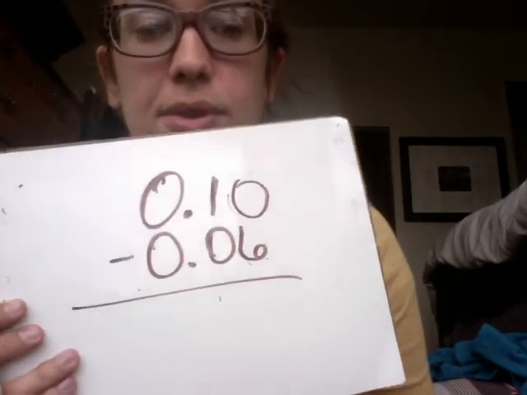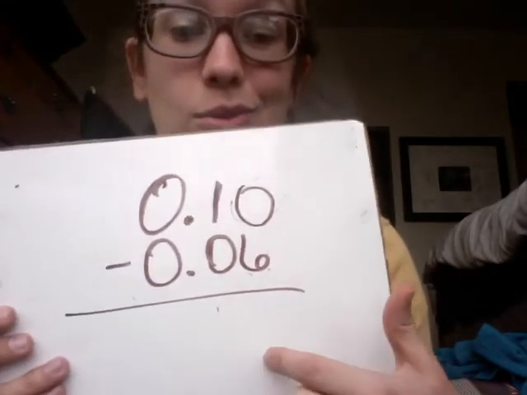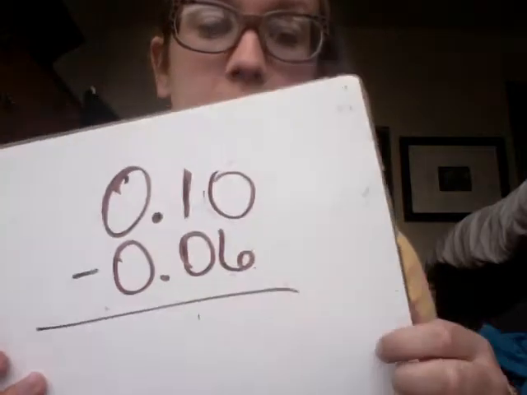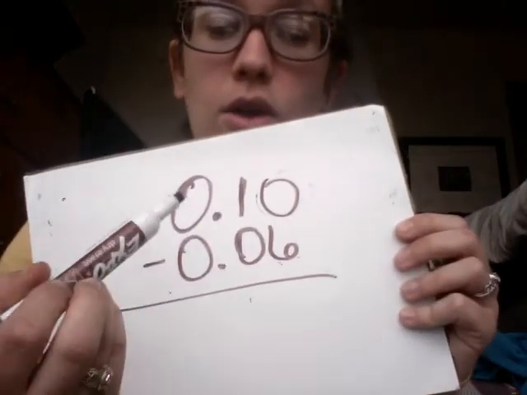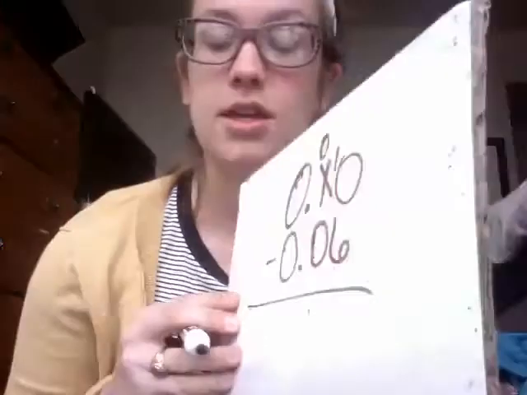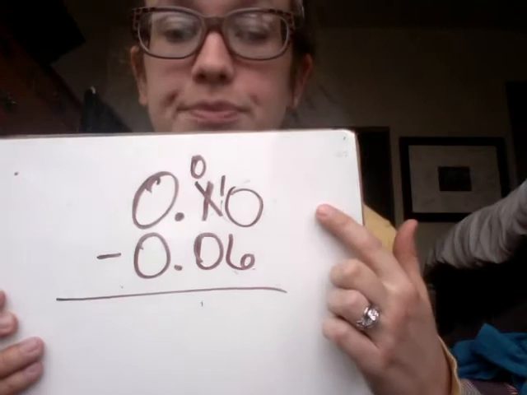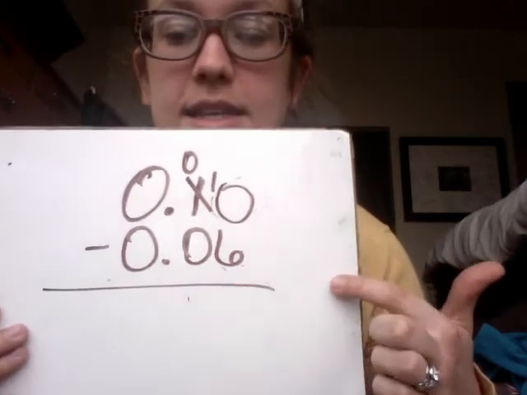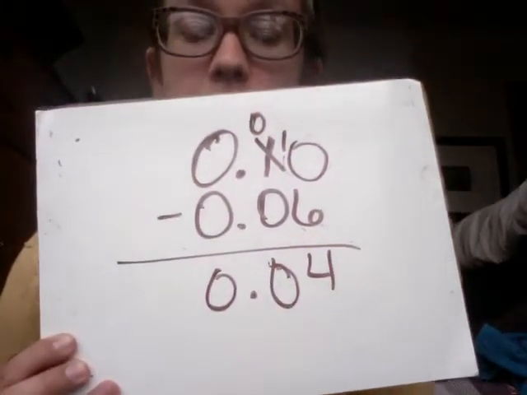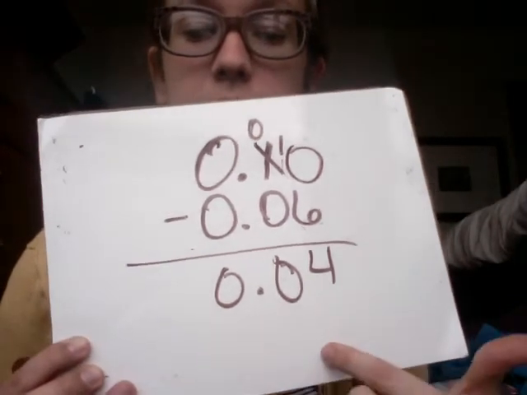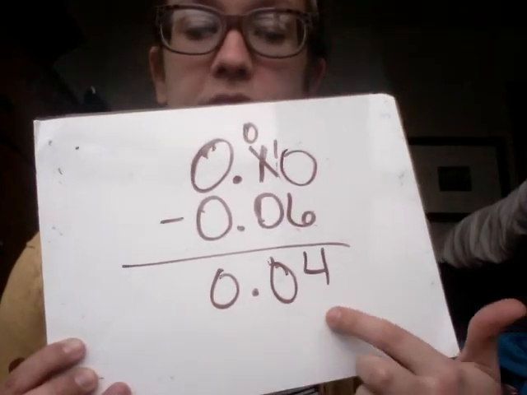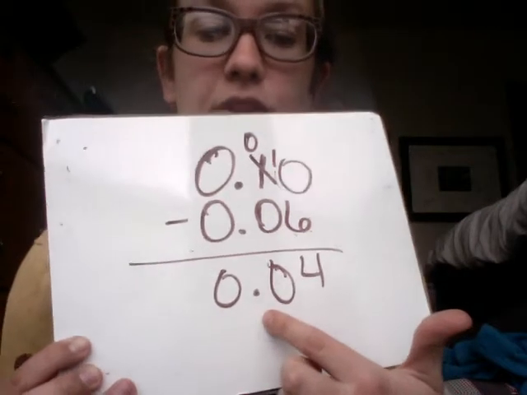If you don't line this up, or if you just bring your 6 down, you'll get the wrong answer. So let's rename our 1/10 into 10 hundredths and subtract. So 10 minus 6 is 4. 0 minus 0 is 0. And we have a 0 in our ones place. If you had just brought your 6 down, you probably would have put a 6 here and then a 1 here, and that's not the correct answer. So be sure to add a 0.